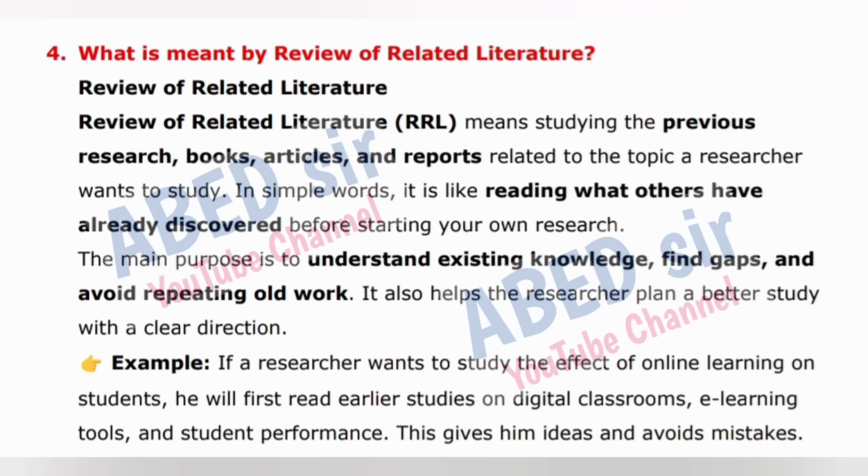Next important short question is: 4. What is meant by review of related literature? Review of related literature, RRL, means studying the previous research, books, articles, and reports related to the topic a researcher wants to study. In simple words, it is like reading what others have already discovered before starting your own research. The main purpose is to understand existing knowledge, find gaps, and avoid repeating old work. It also helps the researcher plan a better study with a clear direction.